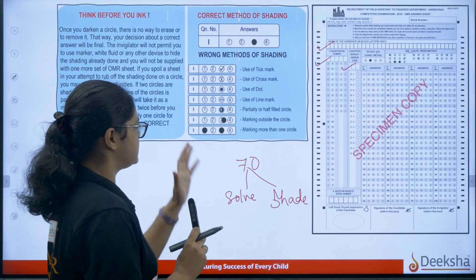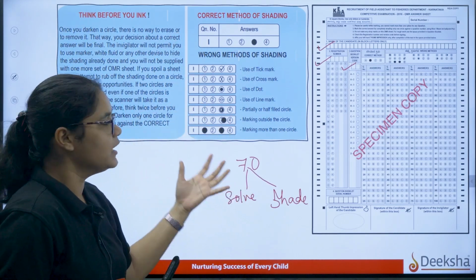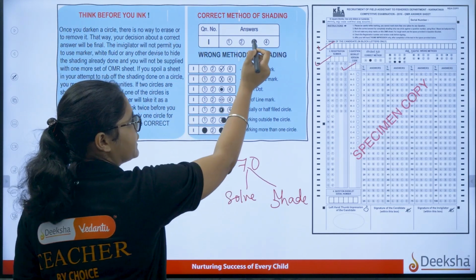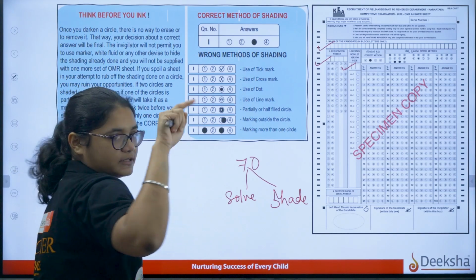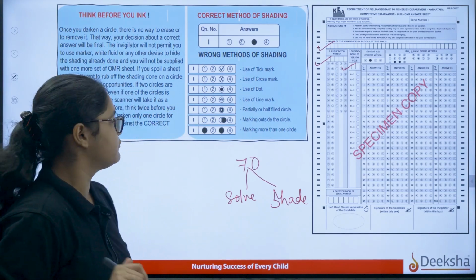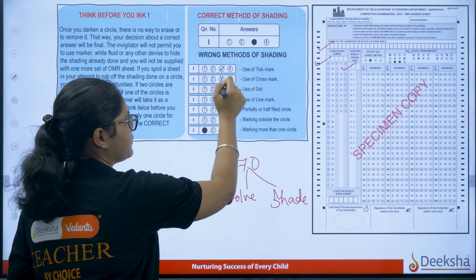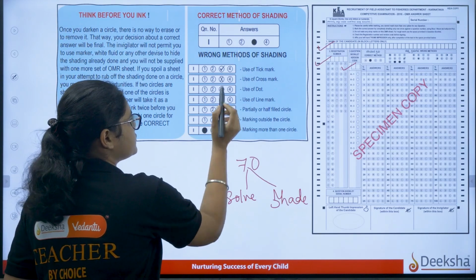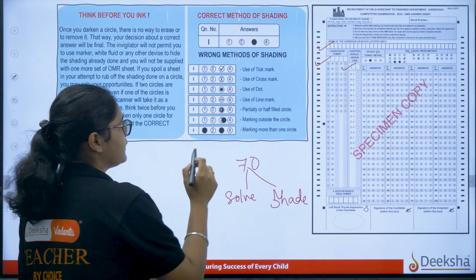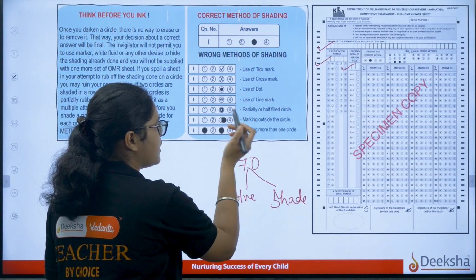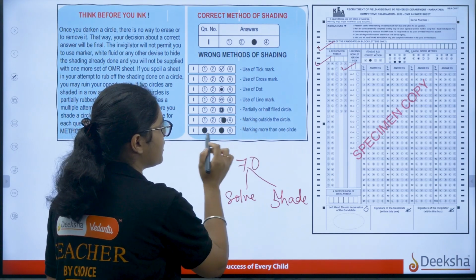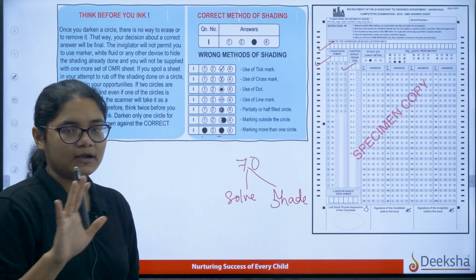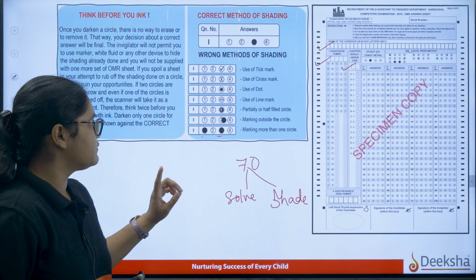So now there are some instructions on how you should shade it. Only proper shading of the bubbles or the circles will be counted. If you put a tick mark or a cross mark, these things will not be counted. If you use only a dot, that is also not counted. And if you just put marks or do half circles, if the circle is coming out, or marking two answers, these are all not allowed. So what is the correct way of filling it?